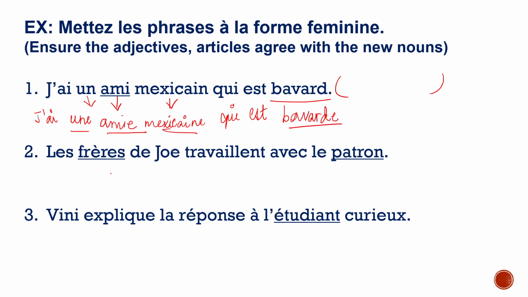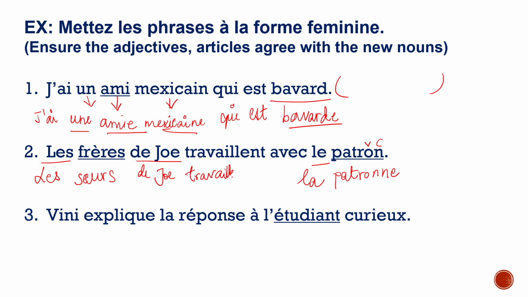Now here frère has to become sœur. You know this is an exception. Patron, this is vowel and consonant, so you have to double the consonant and add e. Patron is boss, so patronne, the feminine. So les here, the plural article doesn't change when you're changing the gender. Singular article will change. Le will become la. Nothing else will change in the sentence. Les sœurs de Jo travaillent avec la patronne.